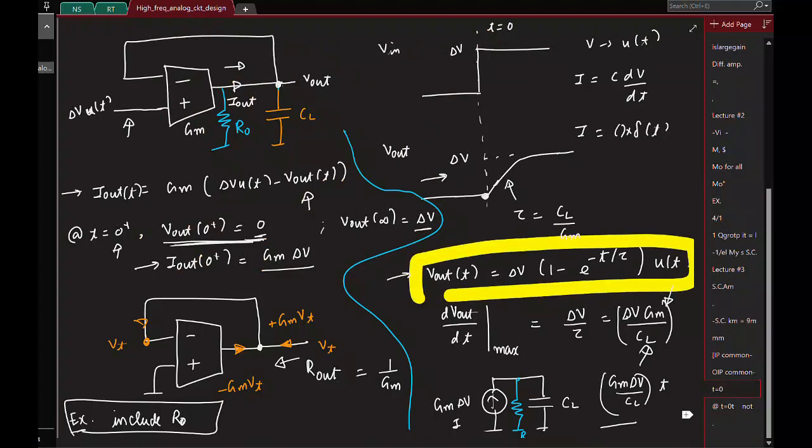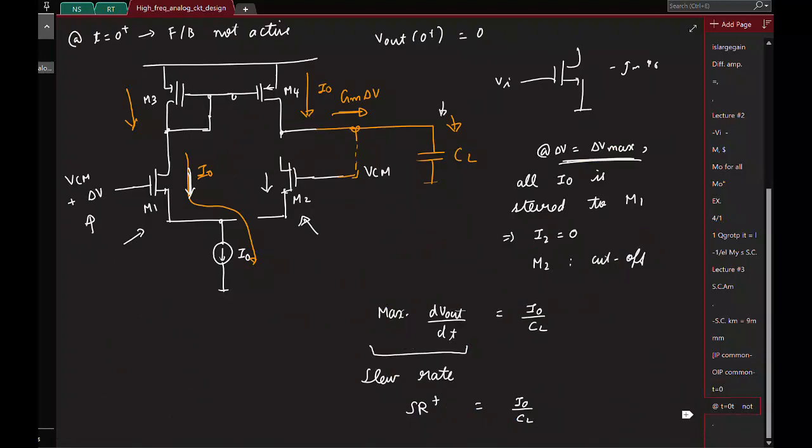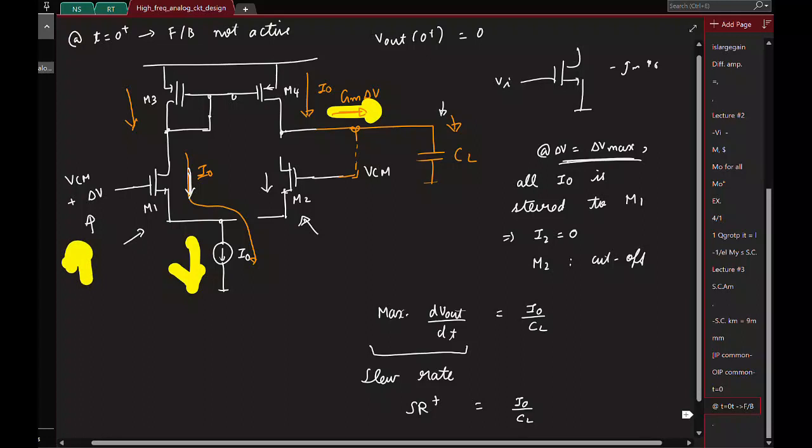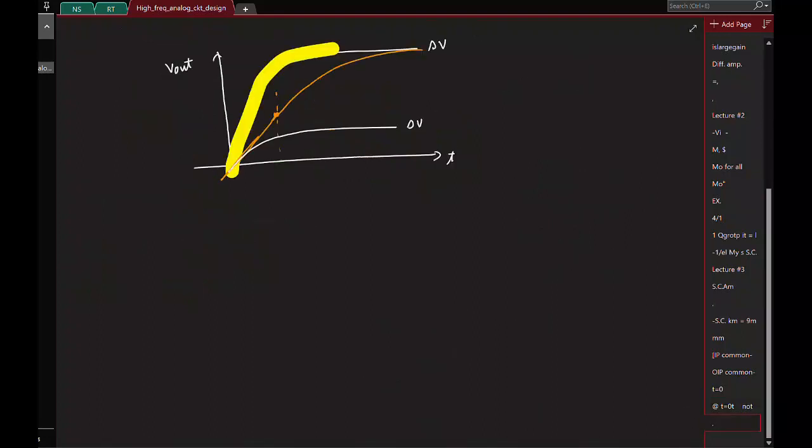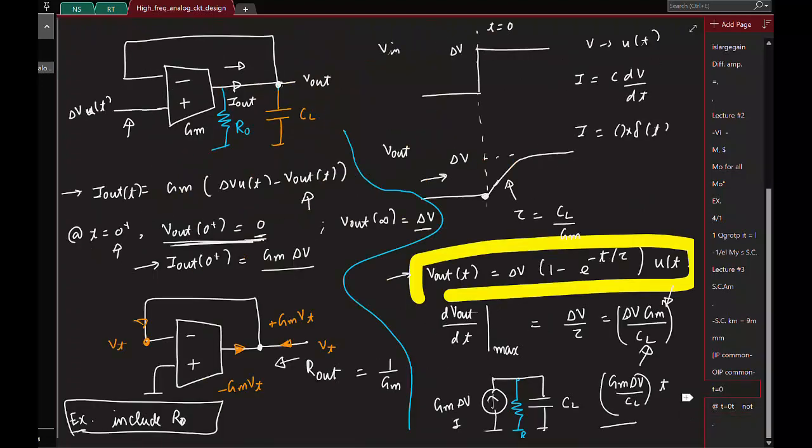But we see that if you have a very large delta V, it is easily possible that one of the transistors will become cut off. So the entire current here will get steered into the capacitor. So irrespective, you keep increasing delta V, doesn't matter, the maximum current it can provide is still I naught. So it will only keep pushing that current into the capacitor, and the output will increase linearly like this. Okay, and as the output increases beyond some point, the gate voltage of the other transistor will also increase, and now that will start to contribute, and then we'll follow the exponential settling.